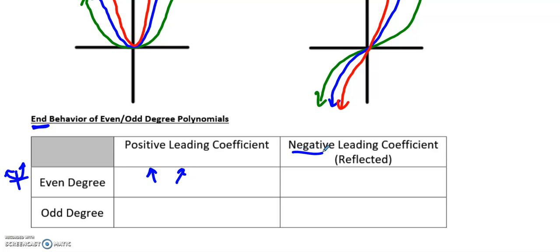Negative, so reflecting it is going to give me down, down. So this is every even degree polynomial has either up, up, or down, down as its end behavior. So I like to think of it as same. They both go the same direction.